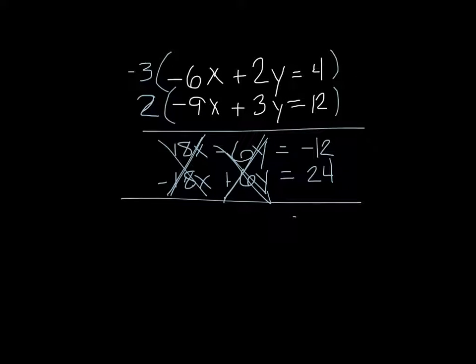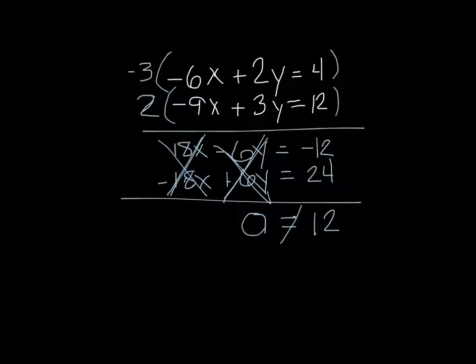And so once again, I've got my equal sign, and on my left side, everything canceled out, so I've got 0. On the right-hand side, I've got negative 12 plus 24. That gives me a positive 12. And so you'll see here that I actually have something that's not true. This cannot be equal. 0 does not equal 12.